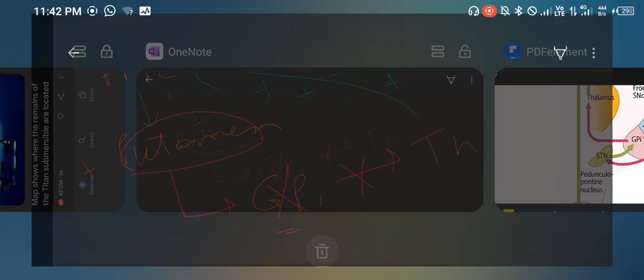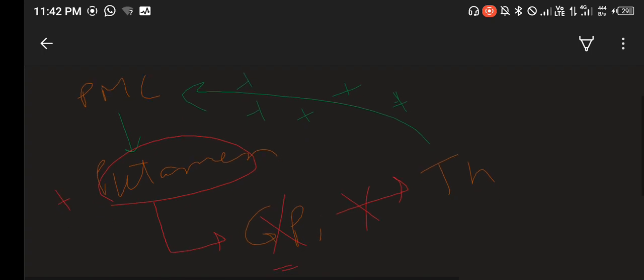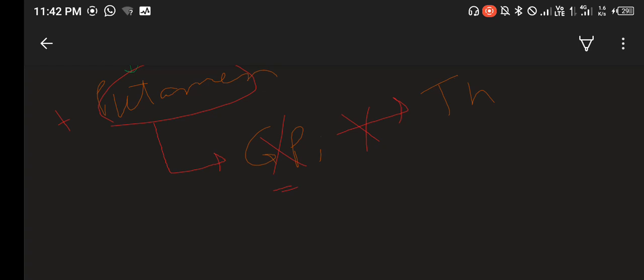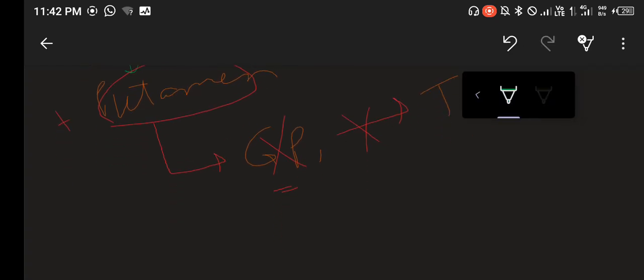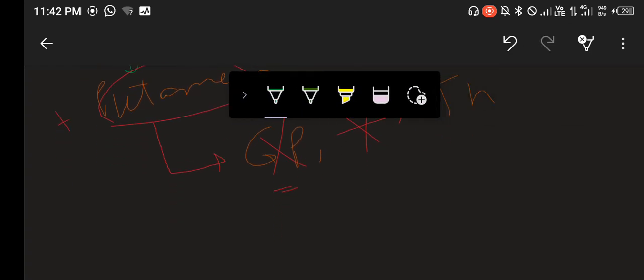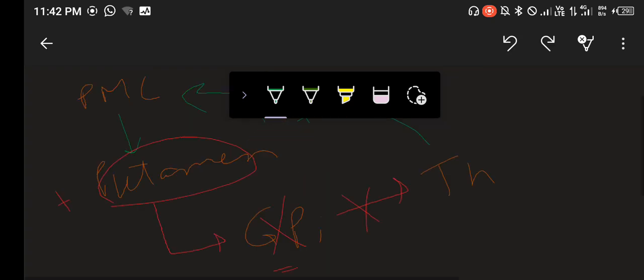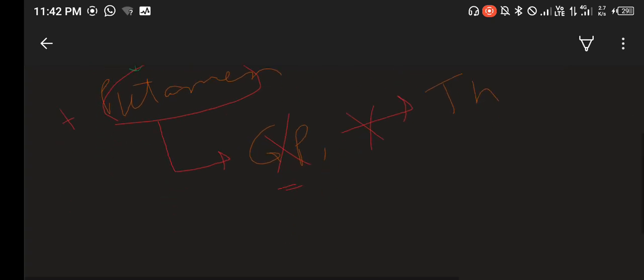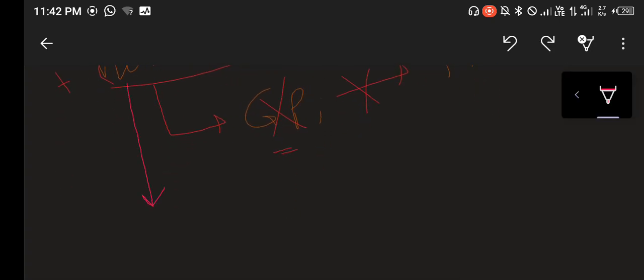So if I come on the whiteboard, this is the direct pathway. If I talk about the indirect pathway, the putamen is not going to go directly to the globus pallidus interna. Instead it is going to go first to the globus pallidus externa. So since it is a GABAergic neuron, globus pallidus externa will be inhibited.